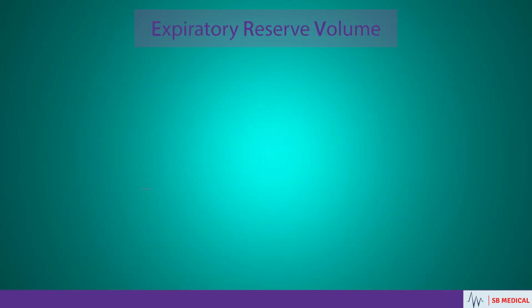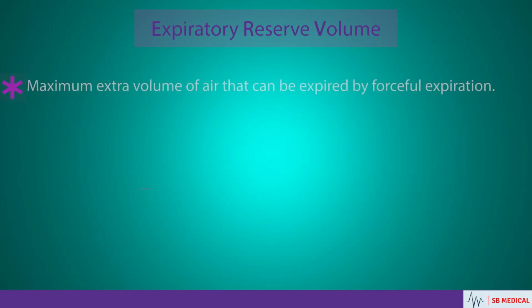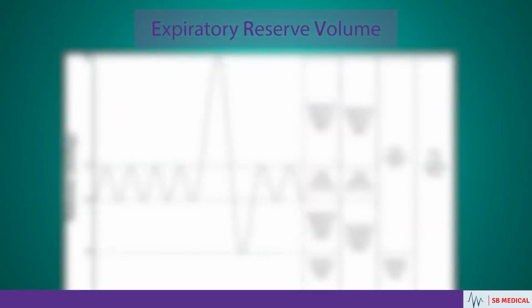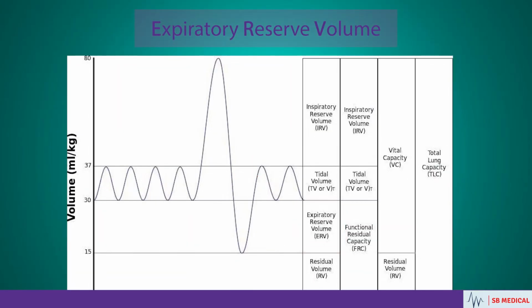Expiratory reserve volume is the maximum extra volume of air that can be expired by forceful expiration after the end of a normal tidal expiration. This volume normally amounts to about 1,100 milliliters. Expiratory reserve volume is shown by 2 red arrows in this picture.